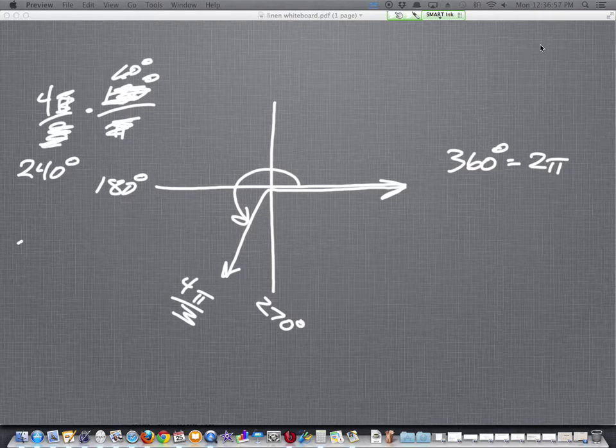So I want to do 4 pi over 3 plus 2 pi. But what do I have to do to be able to add those two together? Change the bottom. Okay, what would it change to?